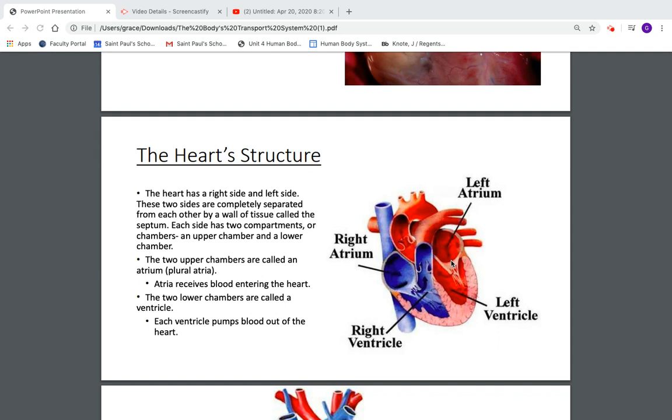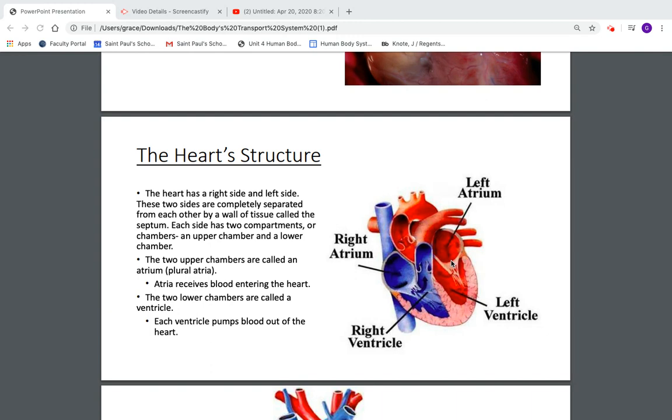Now let's take a look at the heart structure. The heart has a right side and a left side. These two sides are completely separated by a thick wall of tissue called a septum, just like how we have a septum that separates our two nostrils.